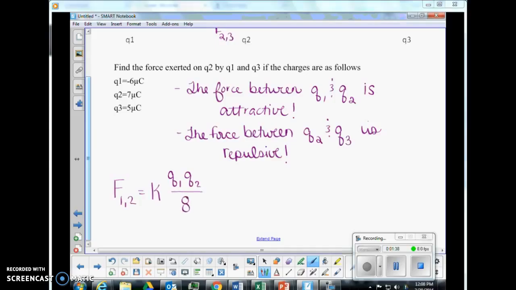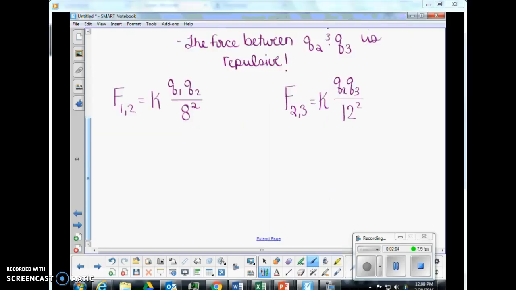I'm going to take K, my constant 8.99 times 10 to the 9, and multiply it by the charge of Q1 and the charge of Q2. I'm going to divide it by the distance between those two particles. The distance between Q1 and Q2 is 8, so I put 8 squared at the bottom because d is squared in our equation. Next, I'm going to find the force between charge number 2 and charge number 3. So I'm going to take K, Q2 times Q3 divided by 12 squared. 12 is the distance between 2 and 3. Over the next couple of minutes, we're going to work through that math.